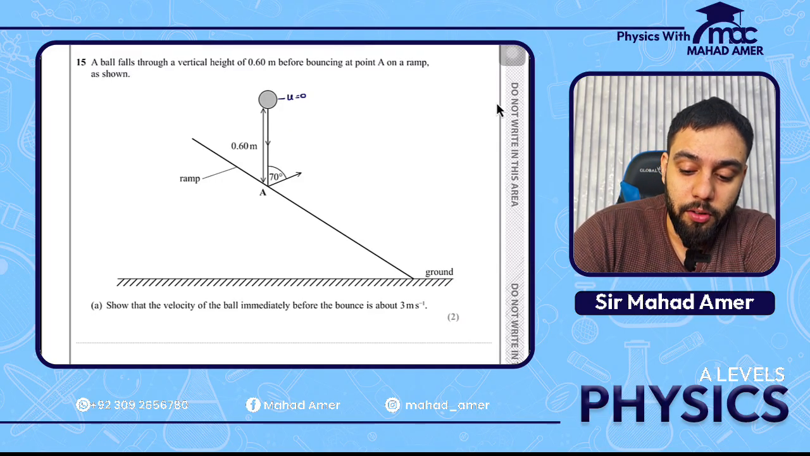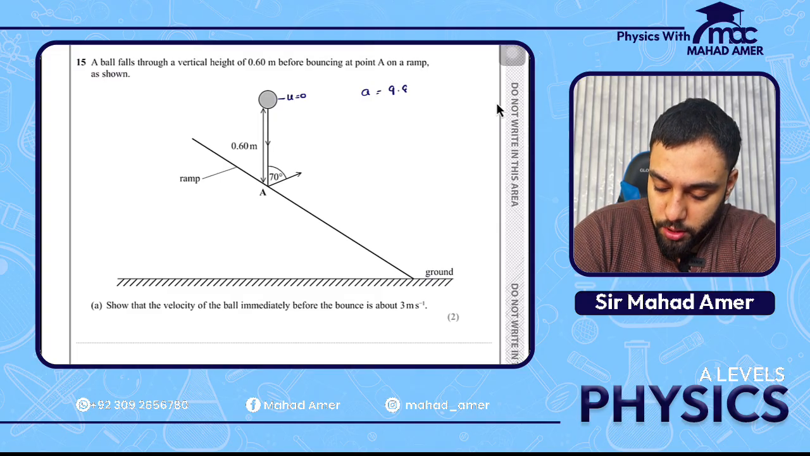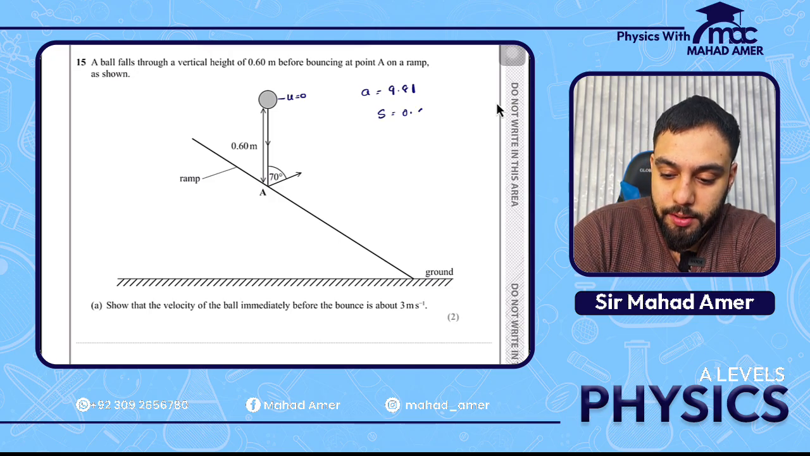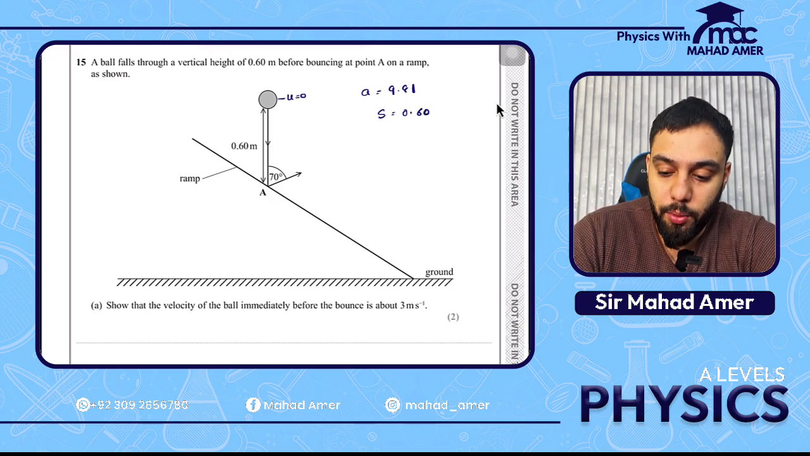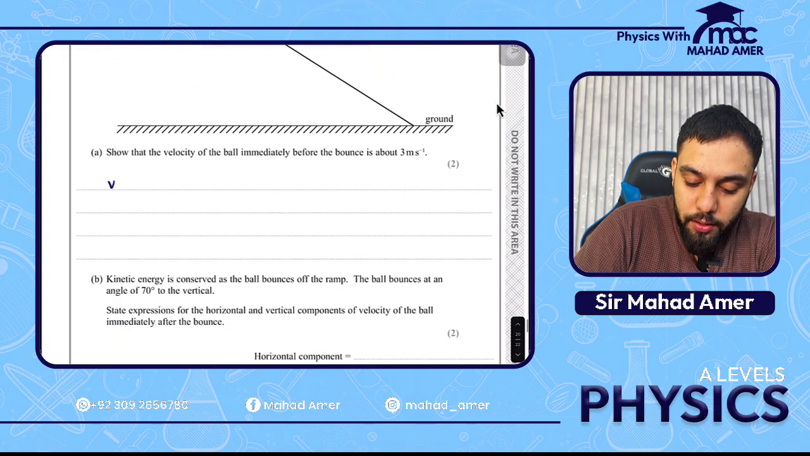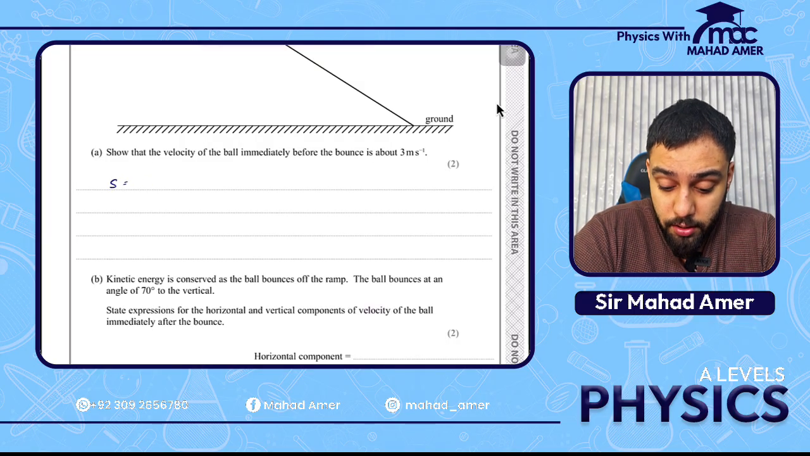Initial velocity will be 0. Acceleration will be around 9.81. And we have got the S, that's 0.60. So we'll use the Suvat equations. We need the value of V. So we can do S is equals to ut. No, we cannot do that.